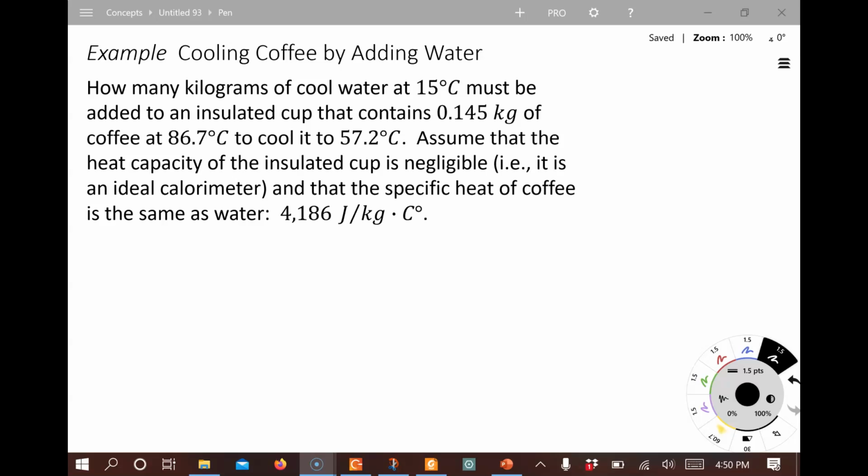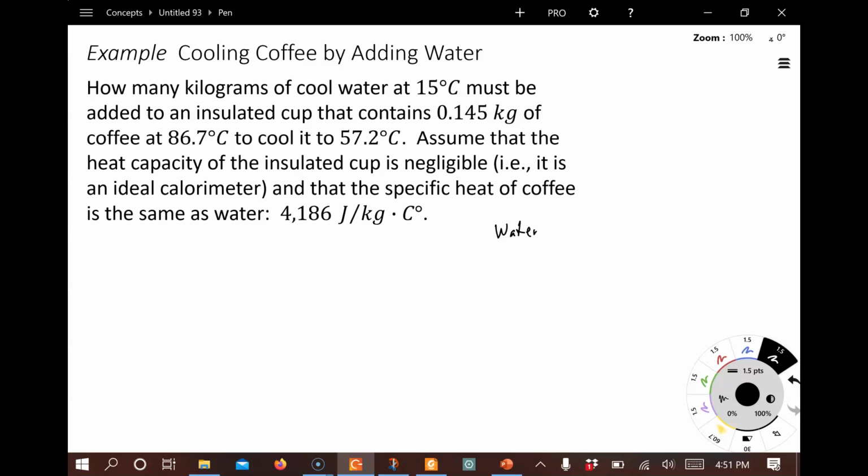temperature. Now we're going to assume that the cup is insulated and it has zero specific heat, so that the transfer is solely between the water and the coffee. And in that case, we have two objects that we need to be concerned with. We've got the water and we've got the coffee.